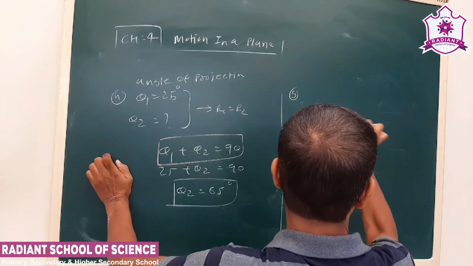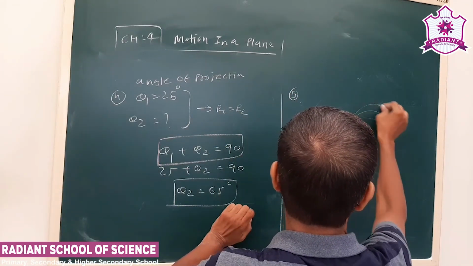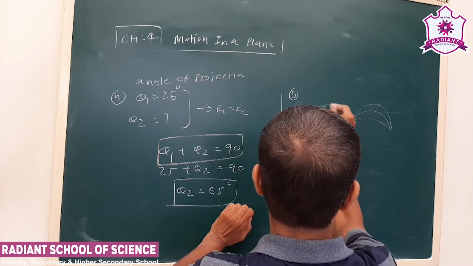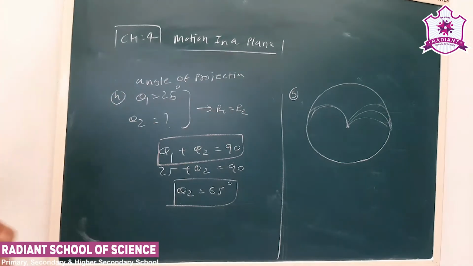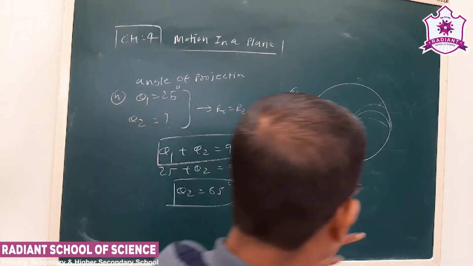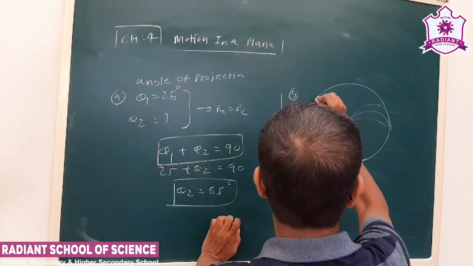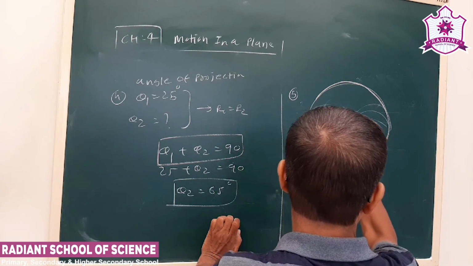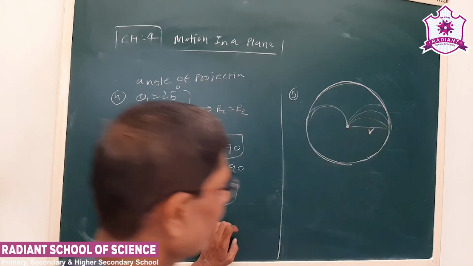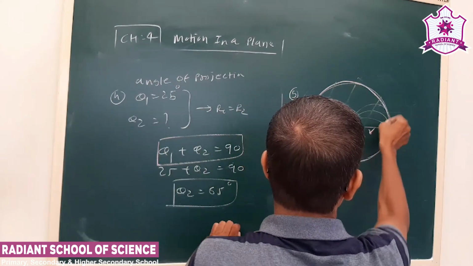Now next one. Let us say a person is standing here and fires bullets in different directions like this. Let us say this forms a circle. We have to find out the maximum area covered on a circular path. The person standing will be the center, and let us say the radius is r. We have to find out the area of this circle.